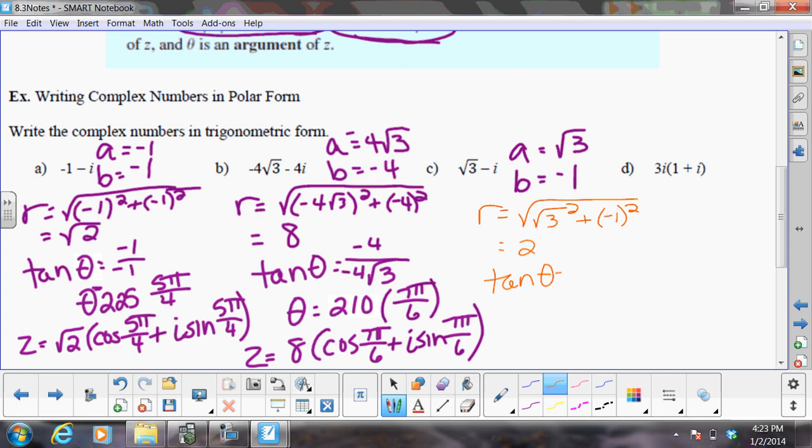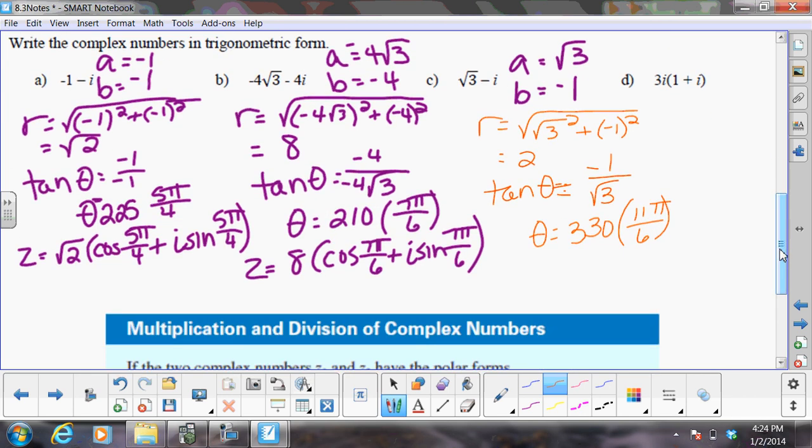Tan theta equals -1 over square root 3, which is actually quad 4. And the reference angle is 30 again, because it's almost just like the previous example without the 4s. So theta is actually 330, in radians 11 pi over 6. So our trig form, z equals 2 parentheses cosine 11 pi over 6 plus i sine 11 pi over 6, close parentheses.